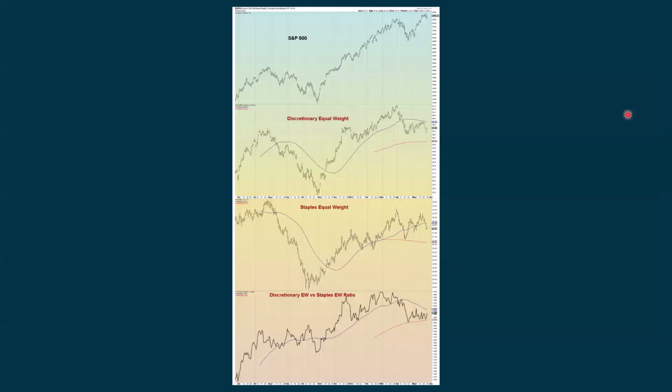And discretionary versus staples. We want discretionary to do well in a positive environment. It just hasn't been. It ticked up on Friday. It's still in a longer term uptrend, and I'm focusing on the bottom part of this chart. But we want to see this doing better than it has been. And Tesla's been putting a lot of pressure on this particular sector.